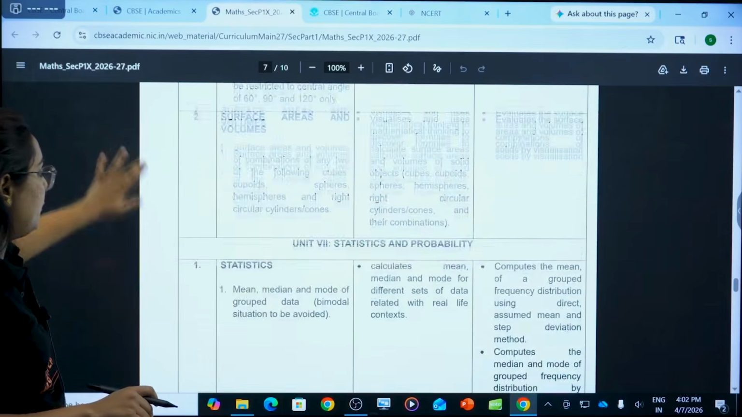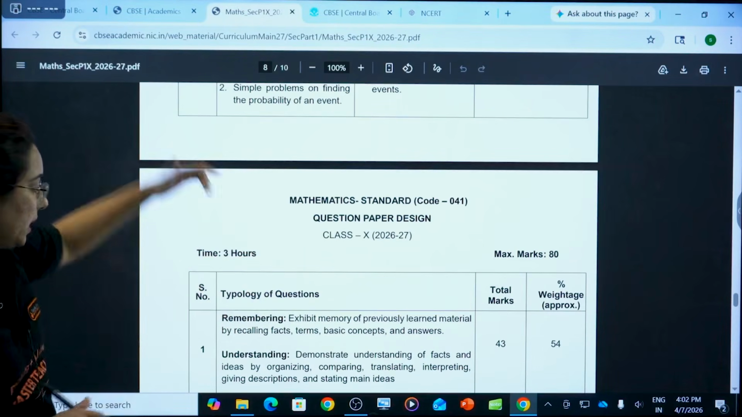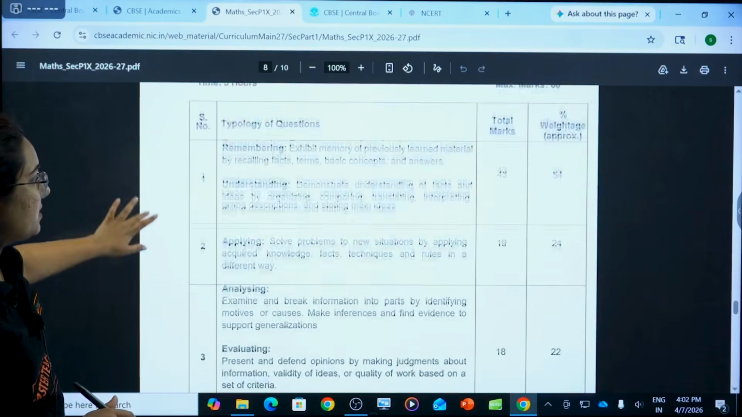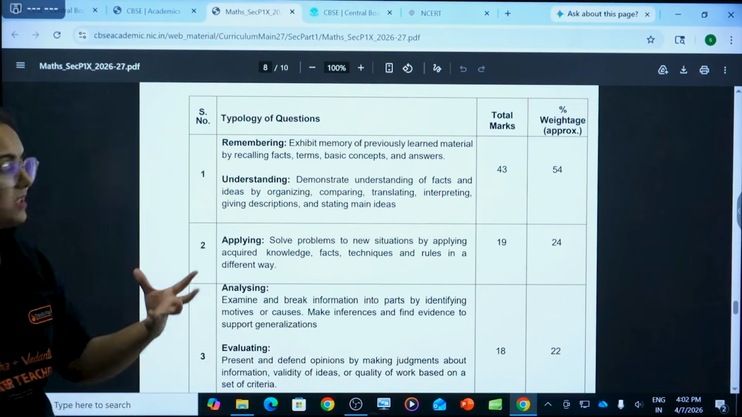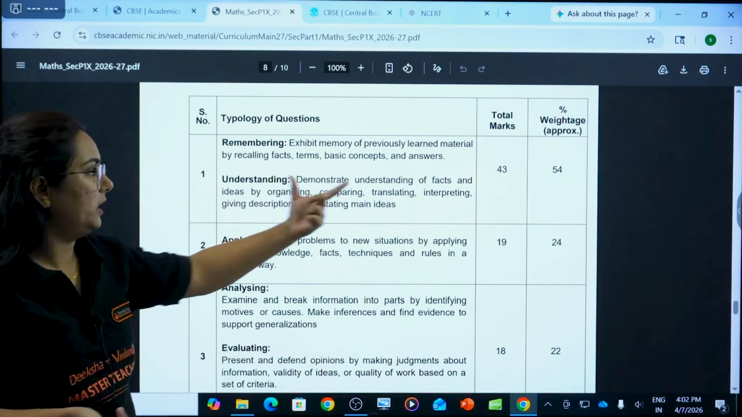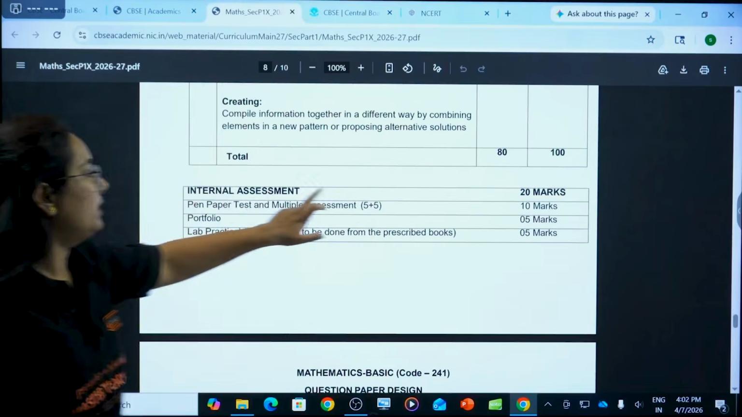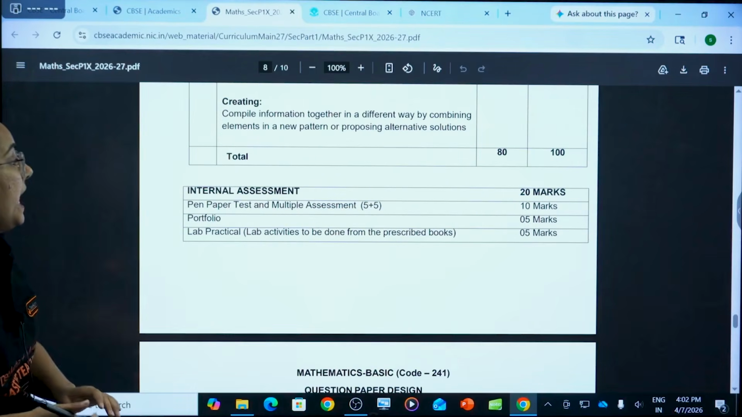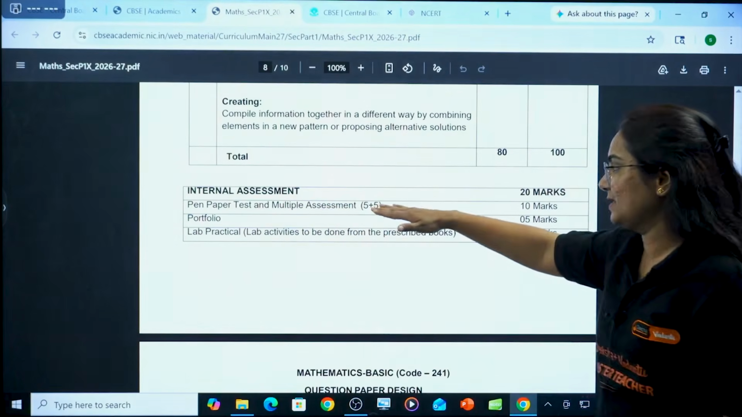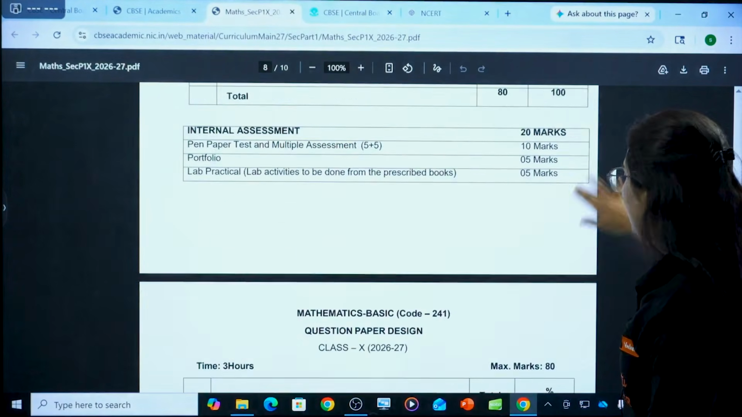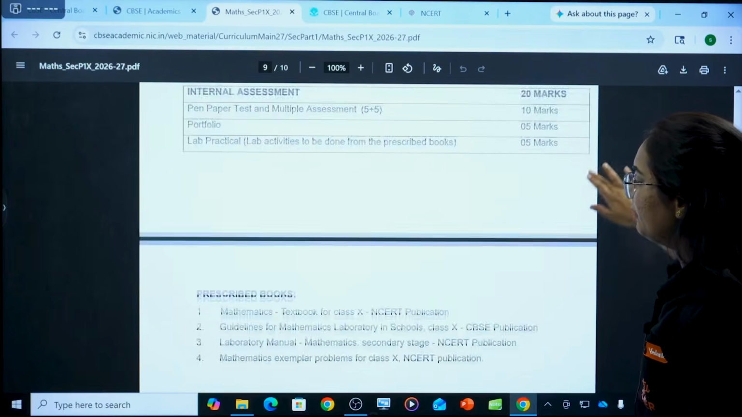So see students, for class 10 there is no such big change, and this one is for standard, that was basic. Okay, for the standard, here is the weightage according to the type of questions, particularly like remembering and understanding based questions, application based, evaluation based, and this is how you will get 80 total marks. If I talk about the remaining 20 marks, this comes from internal assessment, right? Internal assessment marks will be given to you by your school. Paper design, paper layout is also given here.